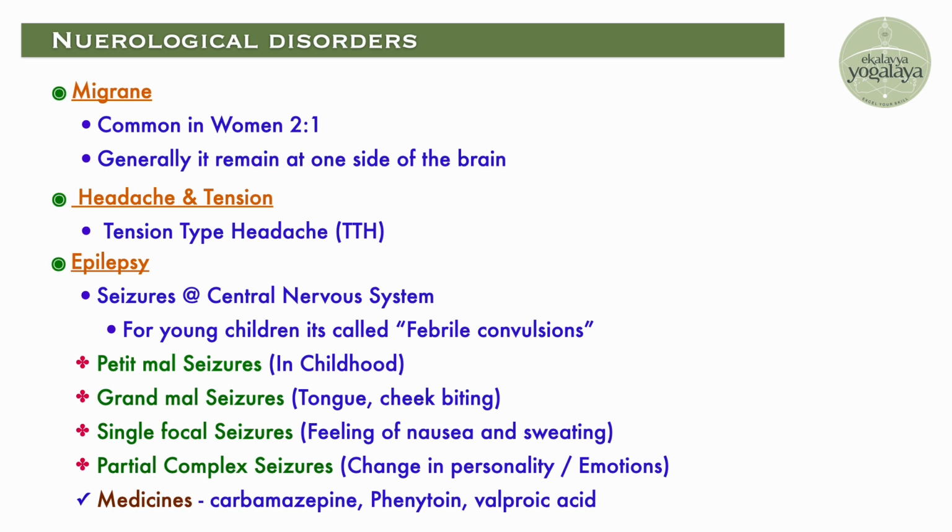Epilepsy is also called seizures, which happen in the central nervous system, CNS. In young children, it is called febrile convulsions. Different kinds of seizures are there: petit mal seizures, grand mal seizures, simple focal seizures, partial complex seizures. The medicines are also mentioned.